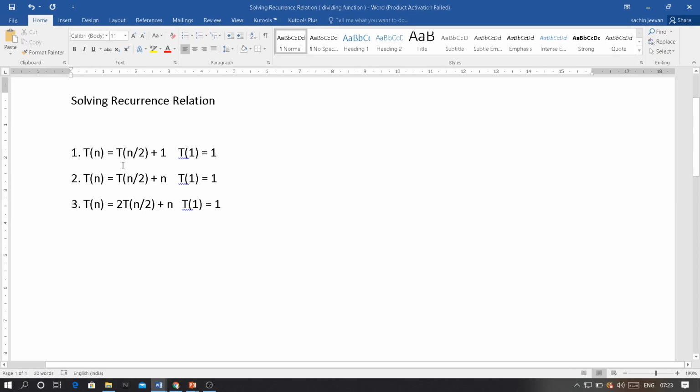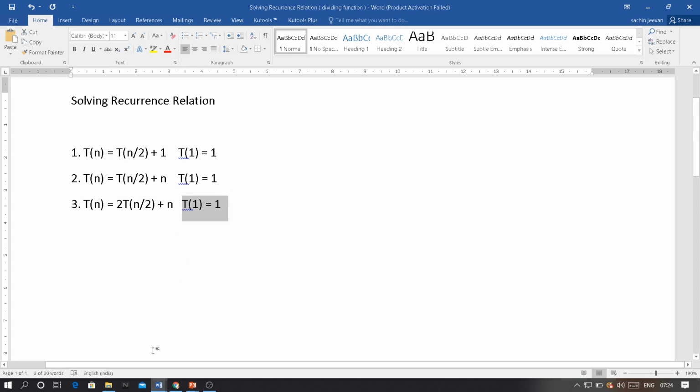T of n is equal to T of n divided by 2 plus 1, where the base condition T of 1 is equal to 1. T of n is equal to T of n divided by 2 plus n, where the base condition T of 1 is equal to 1. The third recurrence relation is T of n is equal to 2 multiplied by T of n divided by 2 plus n, where the base condition T of 1 is equal to 1.